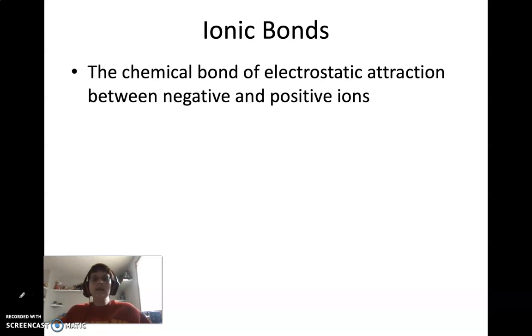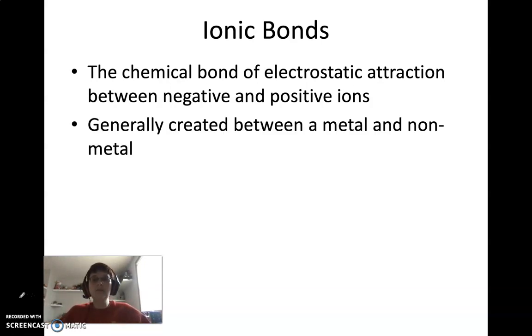So ionic bonds, this is the chemical bond of electrostatic attraction between negative and positive ions. Okay, so what does that mean? It just is talking about the attraction between a negative and a positive ion. It works the same way as what we saw with electricity. Positives and negatives are attracted to each other because they're opposites. And so this bond is going to occur because those negative and positive ions are going to be attracted to each other. So that's all we're looking at here.